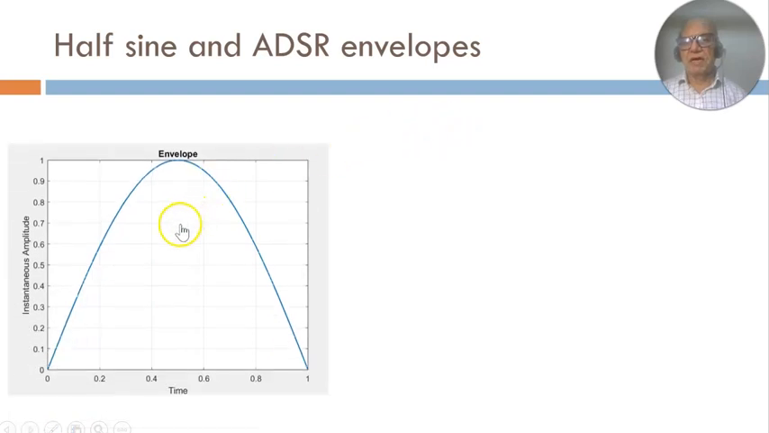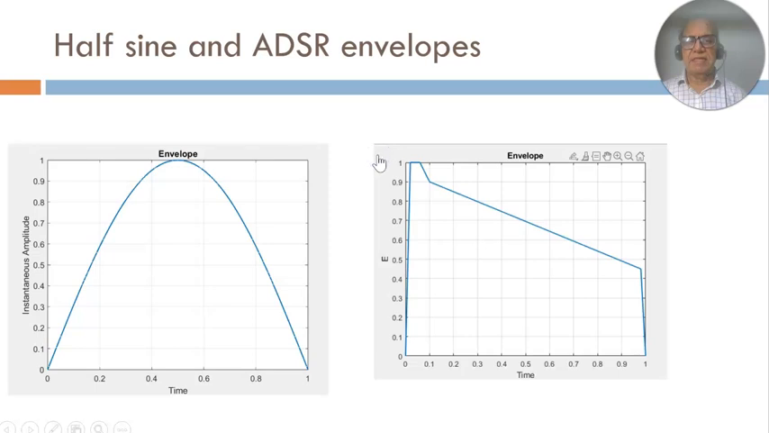So this is how the half sine wave envelope looks, and you can see that there is not much flexibility in this. It starts at 0, ends at 0, and in between reaches a maximum. So the only thing you can really do is probably decrease this maximum value a little bit. But if you look at the ADSR envelope, you got much more flexibility.